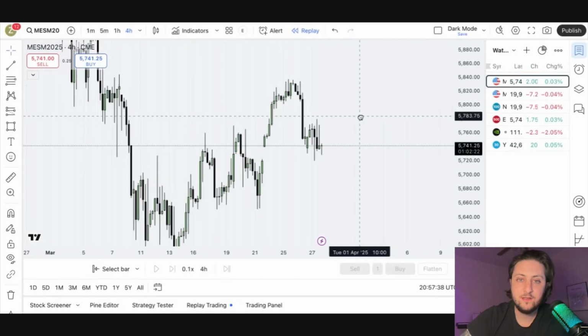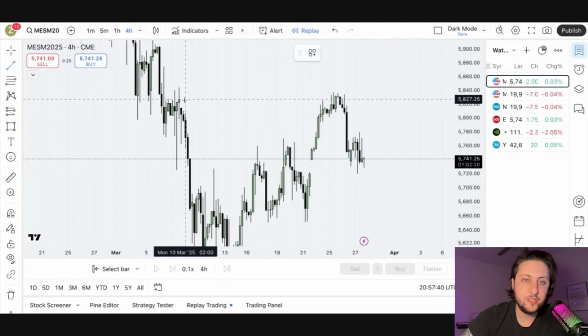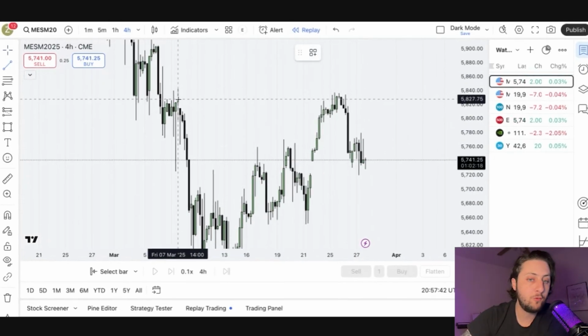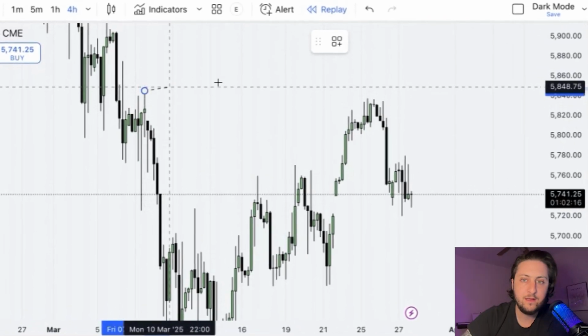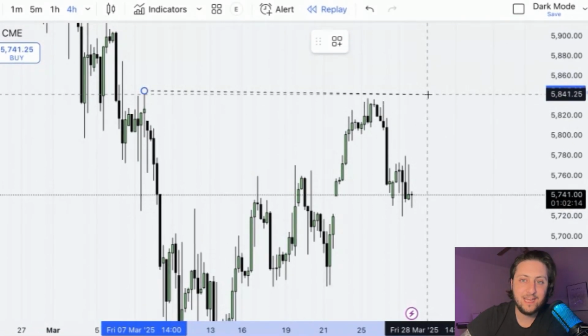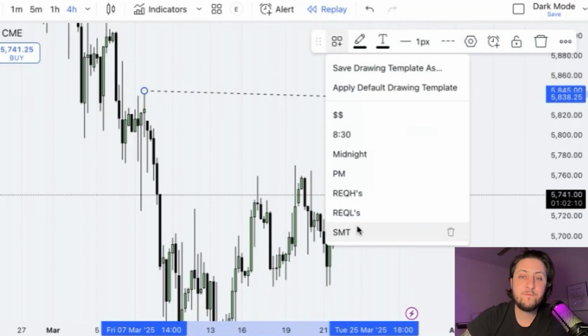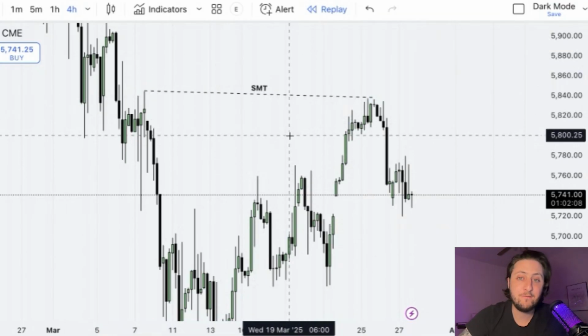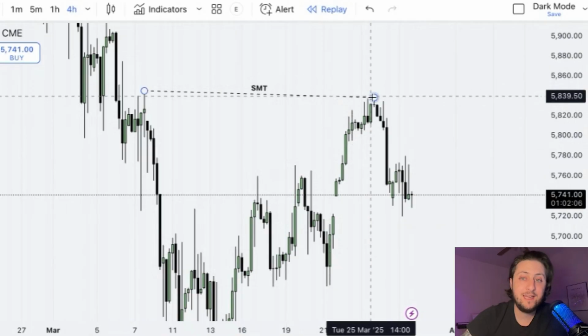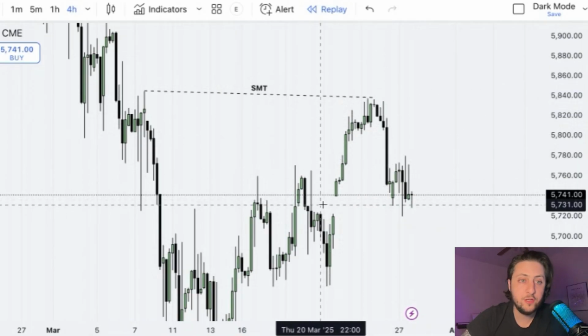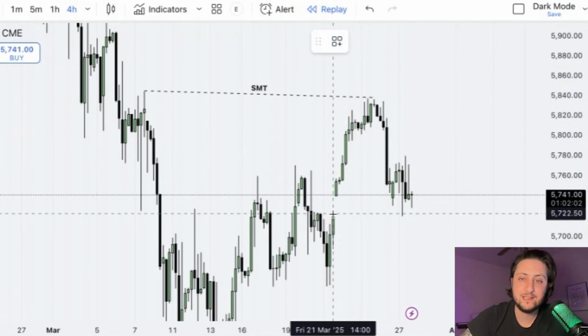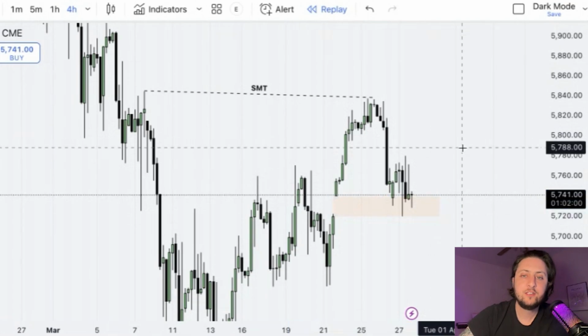On the ES, I want you to pay attention to that same candle right here, 1400 on Friday. ES does not take out this high. It puts in a lower high. So this is our 4-hour bearish SMT divergence. And this is what kicked off this sell-off to the new week opening gap on both the ES and the NASDAQ.